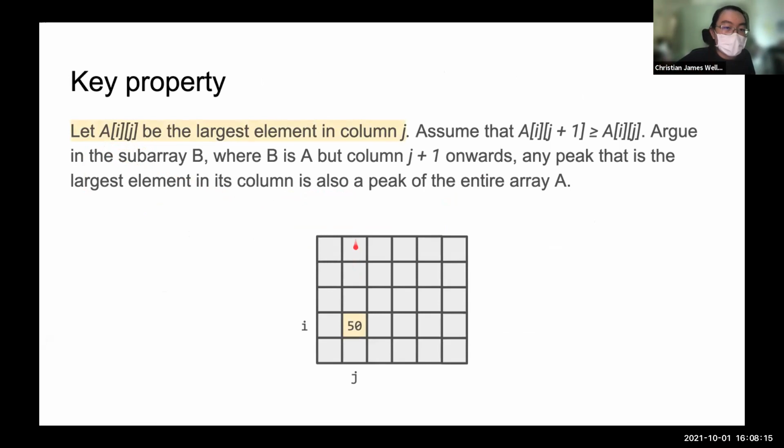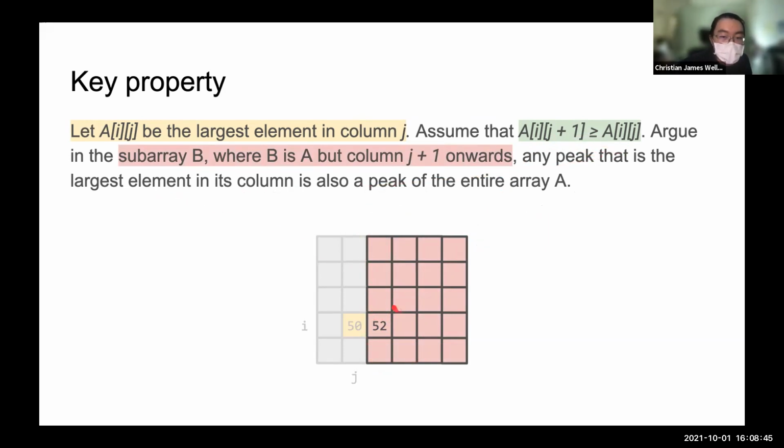The key property was that, let this particular cell be the largest element in column J. Assume that the other side has a larger element. So basically this guy is not a peak. There's something beside it that is larger, like 52 over here, for example. So we want to argue that in this subarray B, any peak that is the largest element in its own column, like in this region, if it's a peak over there.